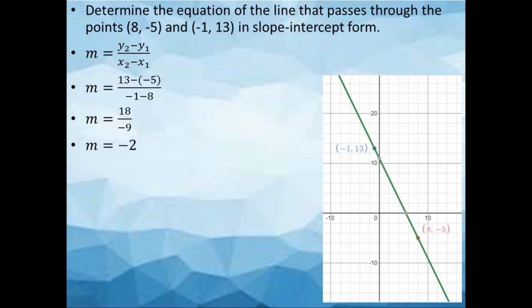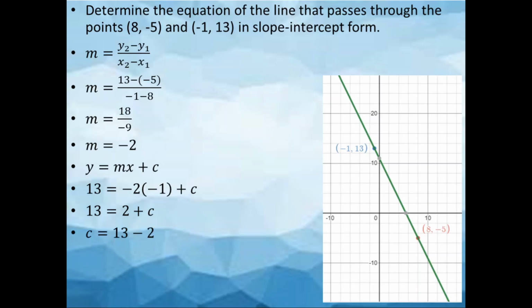So if our equation is in slope-intercept form, that means our formula is y equals mx plus c. So we proceed by substituting the values that we know. We can substitute either pair of x and y coordinates. In this instance, I have chosen to substitute (-1, 13). So y is 13, m is -2, and x is -1. Simplifying, -2 times -1 is +2. So c will be 13 minus 2 when you transpose, which will give you 11. So our answer is y equals -2x plus 11.